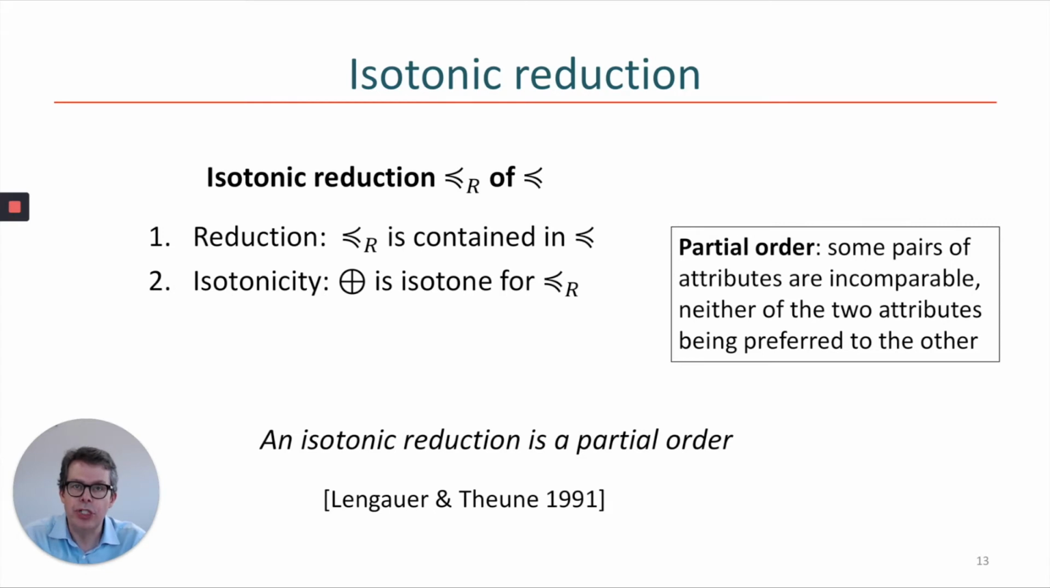An idea is to reduce the total order such that the extension operation is isotone for the reduced order. Reducing an order means declaring some pairs of attributes incomparable, neither of the two attributes of a pair being preferred to the other. An isotonic reduction of a total order is a partial order that is contained in the total order and satisfies isotonicity. So we are led to partial orders. An isotonic reduction trades totality of the order for isotonicity. What now?